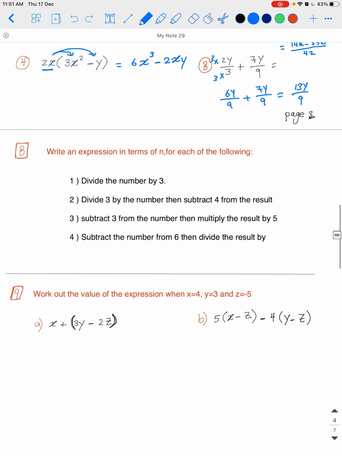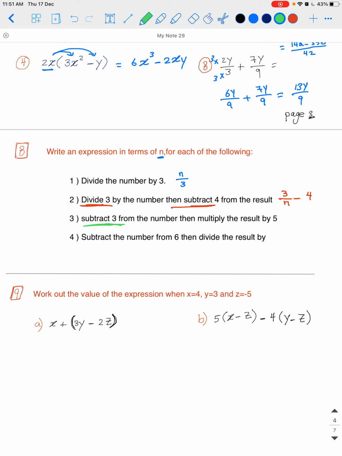Next one, write an expression in terms of n in each of the following. Divide the number by 3. The number is n, so I will divide the number n by 3. If he said divide 3 by the number, it will be 3 over n. This is the second one. The second one he said divide 3, so he started with 3, by the number, then 3 by the number. Then subtract 4, then subtract 4.